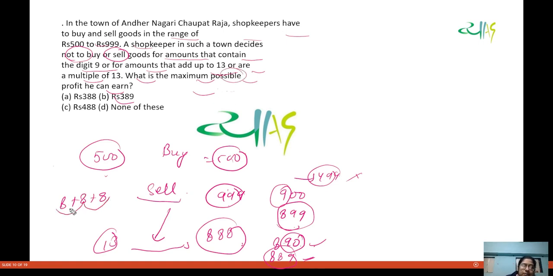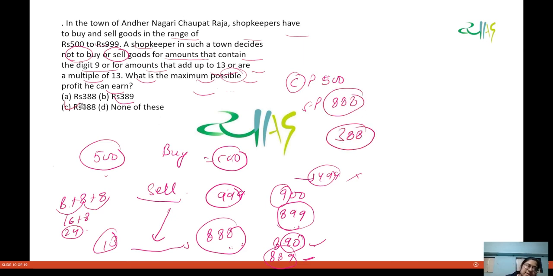So this is adding up to what? 16 plus 8 is 24. Okay, so 888. So 500 is our cost price. Selling price is 888. So maximum possible profit is what? 388. So this is our answer.